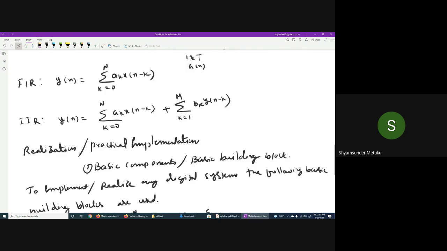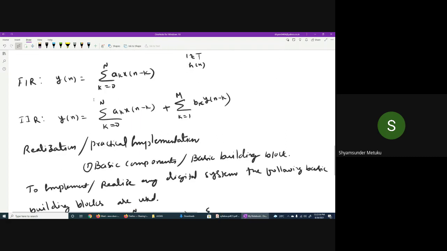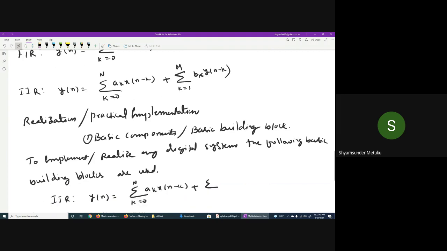I'm just rewriting the FIR structure and IIR structure. FIR will be represented by only one summation, with k = 0 indicating the current input and k = 1 to N indicating the past inputs. Coming to the IIR, it must have two summations. One represents the current input and past inputs, and the second summation represents the past outputs.